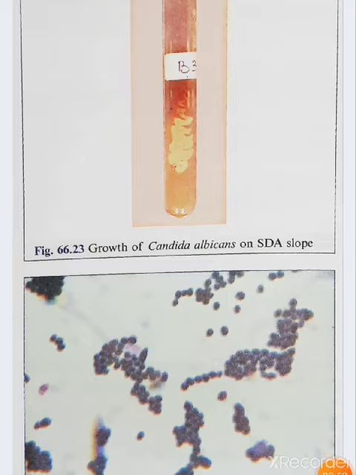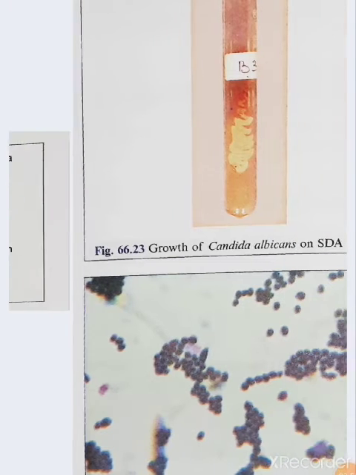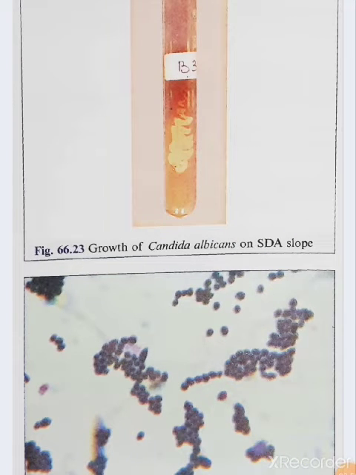Now, here we can see the growth of Candida albicans on SDA. So we know in SDA we can see creamy, pasty, and smooth colonies of Candida albicans. Now, let's see the Gram stain smear of Candida albicans. So budding yeast cells are seen.